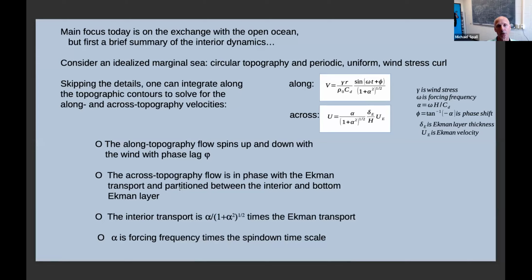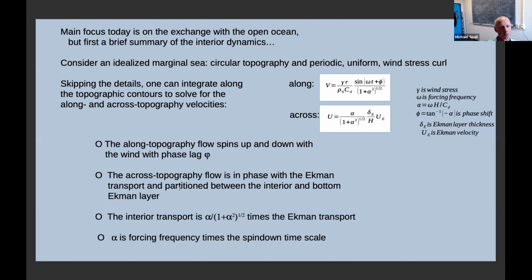This is the wind magnitude. It's linear in radius. It's periodic in time. There's a phase shift. It's inversely proportional to the bottom drag. And then there's this alpha parameter, which turns out to be important. Alpha is the product of the forcing frequency and the spin down time scale. I'm more interested right now in this cross topography velocity. It's proportional to the Ekman transport, which is this term here, scaled by this alpha over 1 plus alpha squared.